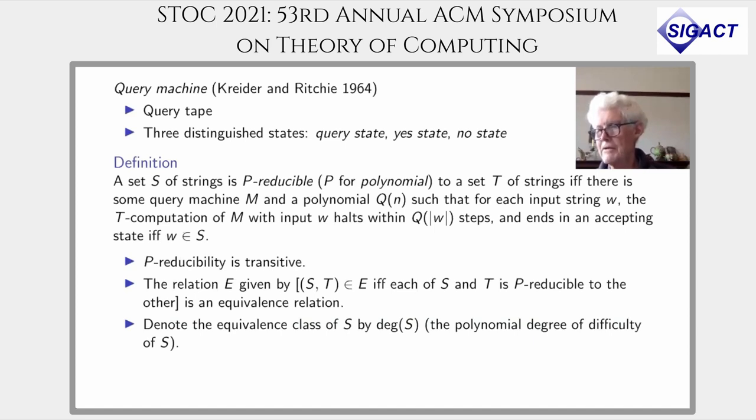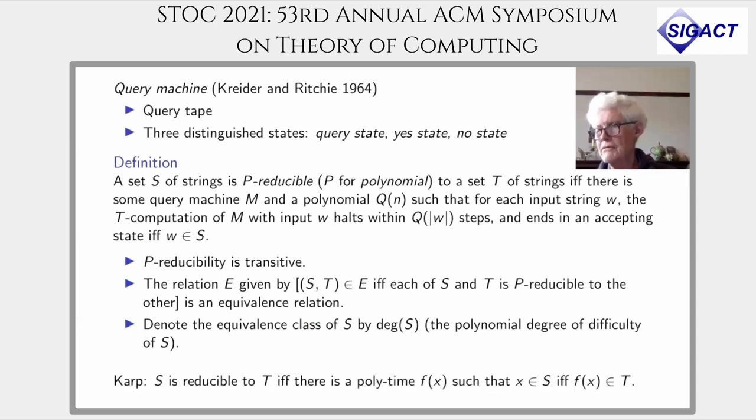Note: Dick Karp's later paper defined reducibility more simply. S is reducible to T if and only if there is a polynomial-time function f such that x is in S if and only if f of x is in T. So if S is reducible to T in the Karp sense, then it is reducible in my sense, but the converse is not necessarily true.